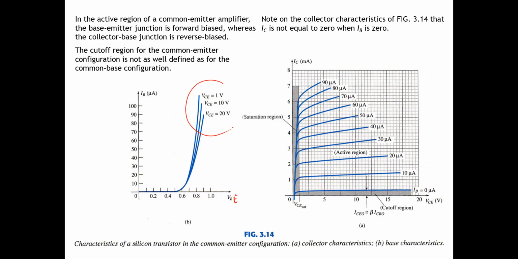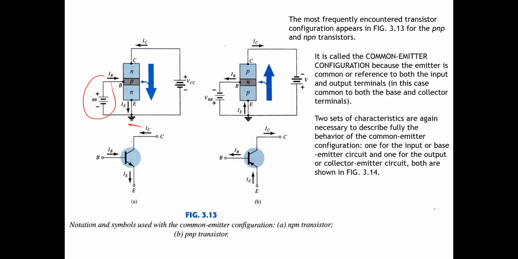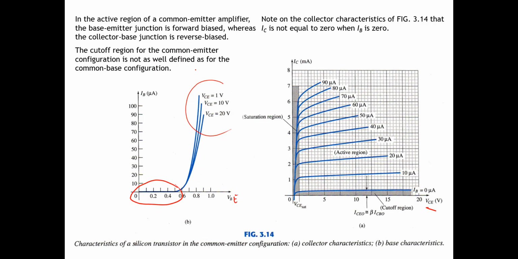Looking at VBE versus IB, before 0.7 the current is very small or there is no current transfer in the BJT, and after 0.7, the knee voltage, the current IB becomes very large. Then this is another characteristic, VCE, the collector to emitter voltage, or VCC, versus the IC. If we control the IB from 0 microampere to 90 microampere, we get IC varying from 0 to 7 milliampere.